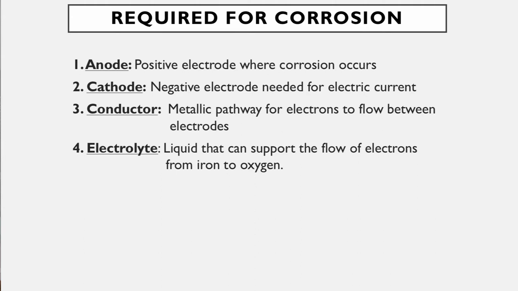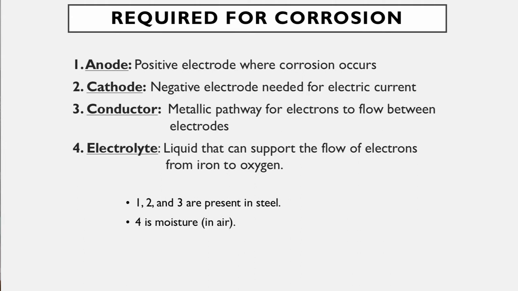The cathode is your negative electrode that's needed for electric current, so it's taking the electrons and they're traveling through the conductor to the cathode. You have the conductor, a metal pathway, right, that allows the flow, and then your electrolyte. In this case, it's the liquid that supports the flow of electrons from the iron to the oxygen. In steel, we have one, two, and three present, and all we really need is the moisture, which is in the air.